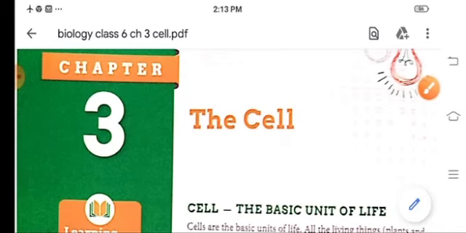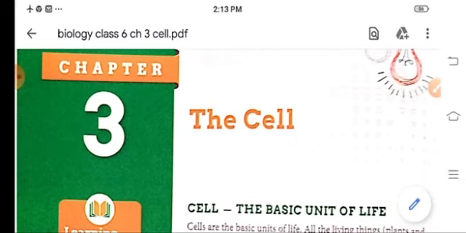Children, you all have seen a brick. So where is this brick used? Okay, so this brick is used for building a house. So can one brick build the house? No. Yes, very good. That means we have to take many bricks to make a house.